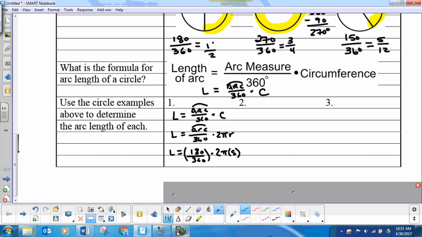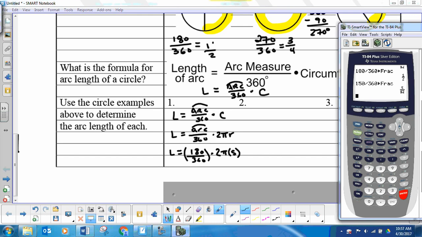So let me go to the calculator, make sure we all see how this looks. This is all multiplication, so it's very forgiving, but just for giggles, let's go ahead and make it look just like what we wrote down. So 180 divided by 360 times 2.